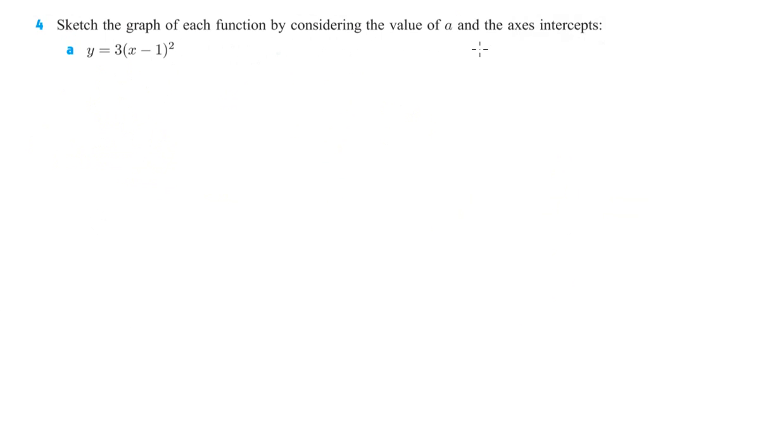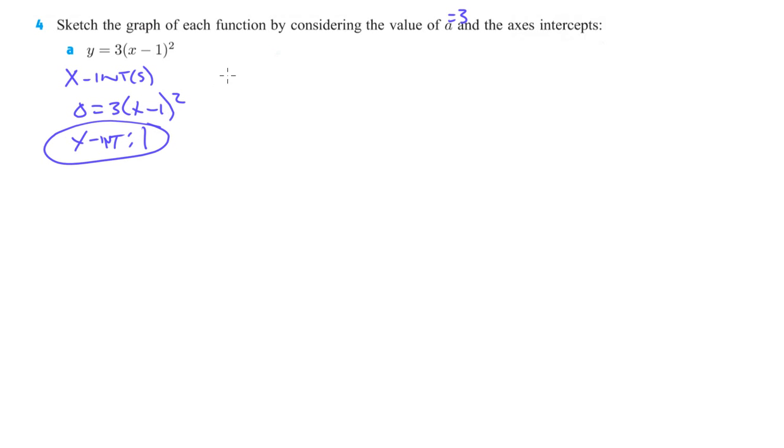Sketch the graph of each function by considering the value of a and the axis intercepts. So the a value is 3, and it's positive 3, so we know it goes up. And let's do the x-intercepts. That's when y equals 0. So 0 equals 3 times x minus 1 squared. Now, if you'll notice here, we only have one way of making this equation work. And that's when the x-intercept has to be positive 1, right? 1 minus 1 is 0. There's no other way of it happening. So we only have one x-intercept, but that's fine.